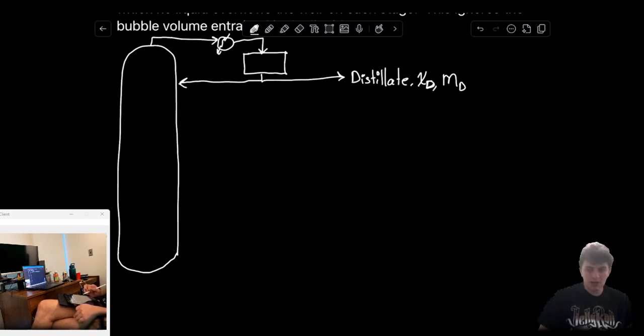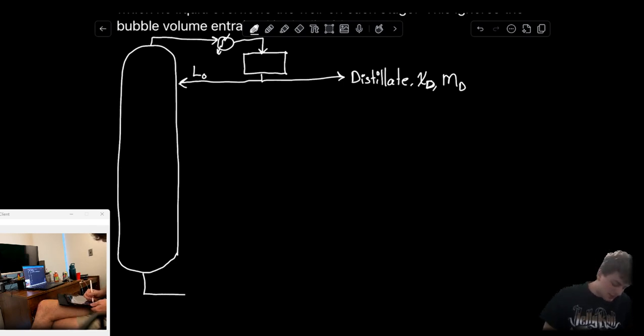Notice I drew two arrows at the bottom of that condenser, though. We're not just taking off the product here in terms of distillate. What we're also going to do is have some liquid flow returning to the column. Let's call this L naught, because it's our top liquid, and it's going to return to the column. We can look at the column internals here in just a moment.